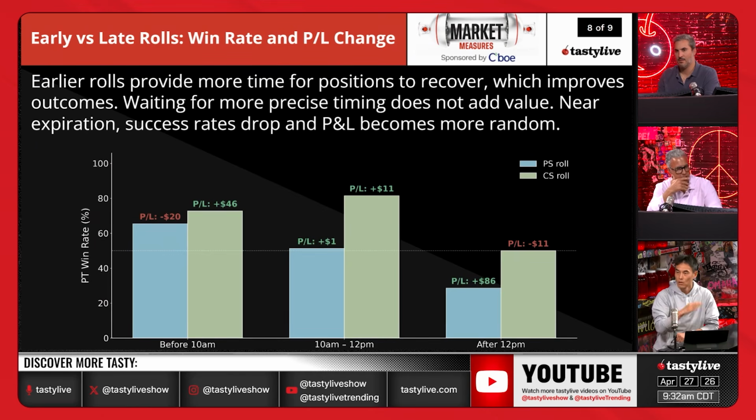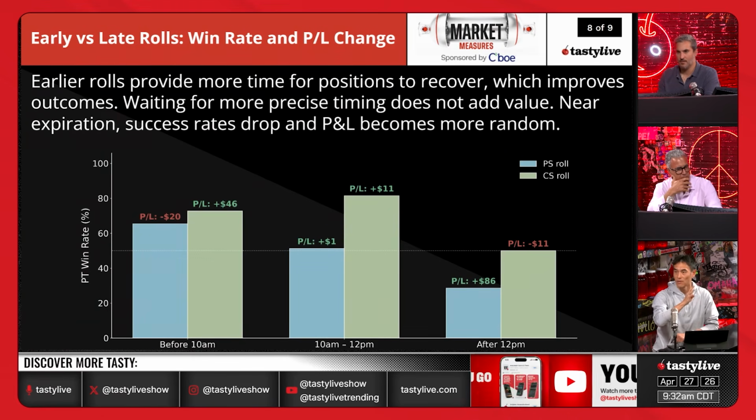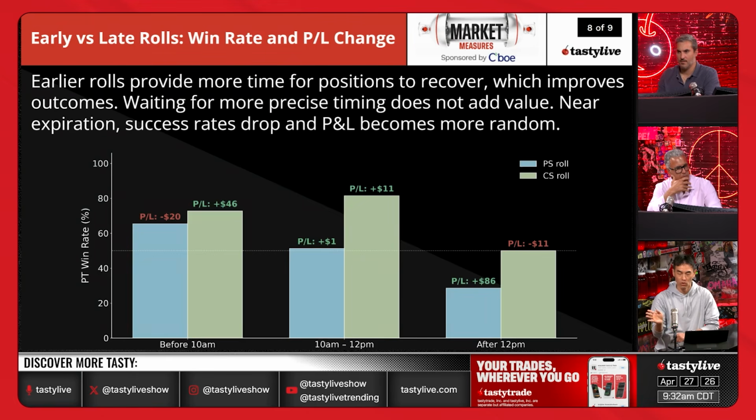Before noon, most of your rows, you have more than 50% success rate. On the call side, you definitely have more, 65, 70, 75% success rate. But after noon, you pretty much have lower than 50% success rate. So if you roll 10 times, 6 times they're losers. Afternoon, after 12, yeah.